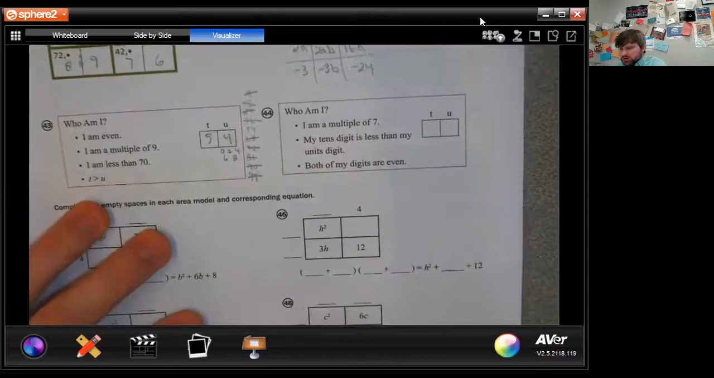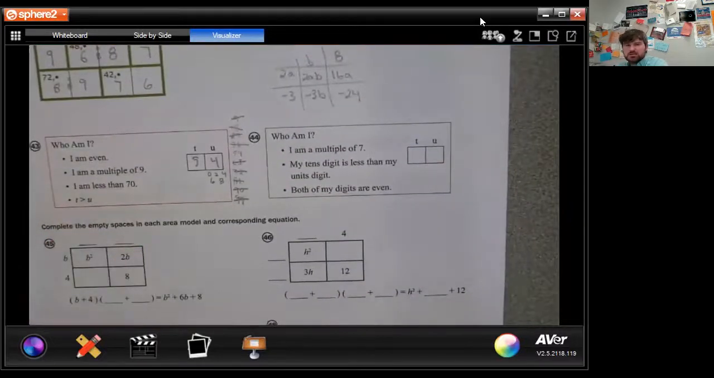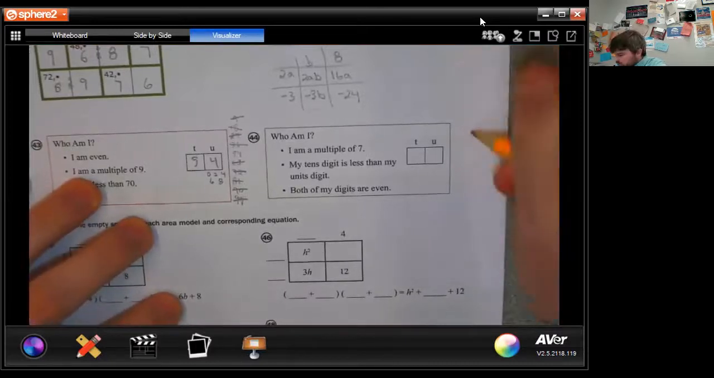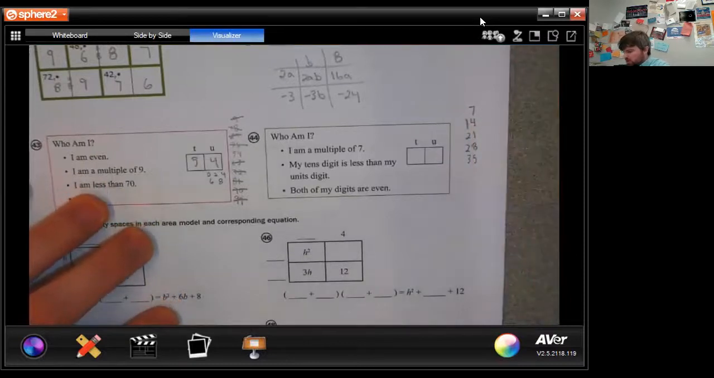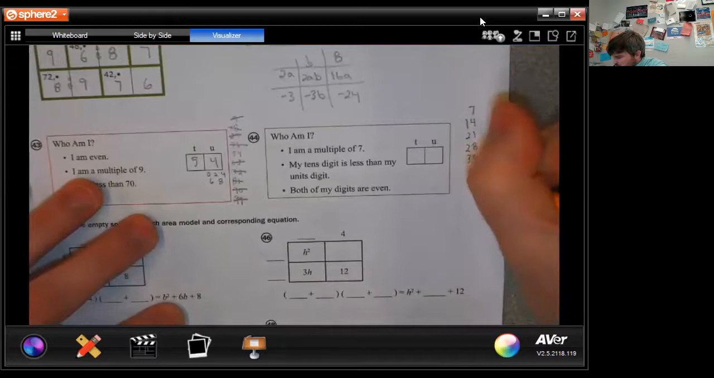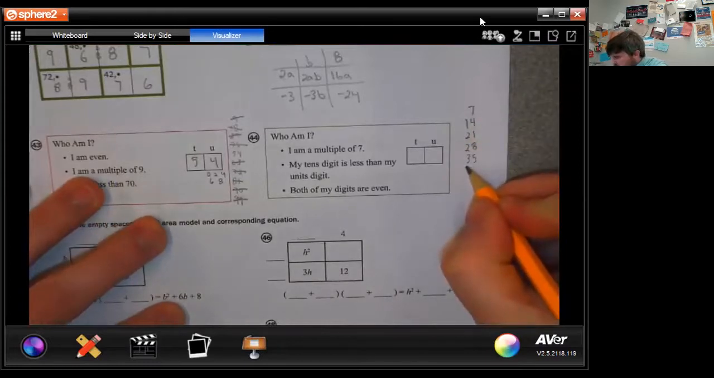Who am I? I'm a multiple of 7. Again, 9s and 7s are hard multiples to think of. So you just think of, like, we'll just start at 7, okay? And then you add 7 more. Well, 7 plus 7 is 14. You can add 7 more, you get 21. Add 7 more, you get 28, which is 7 times 4. Add 7 more, you get 35. That's 7 times 5. And we can keep going on through this. Add 7 more. You will get, what, 42?